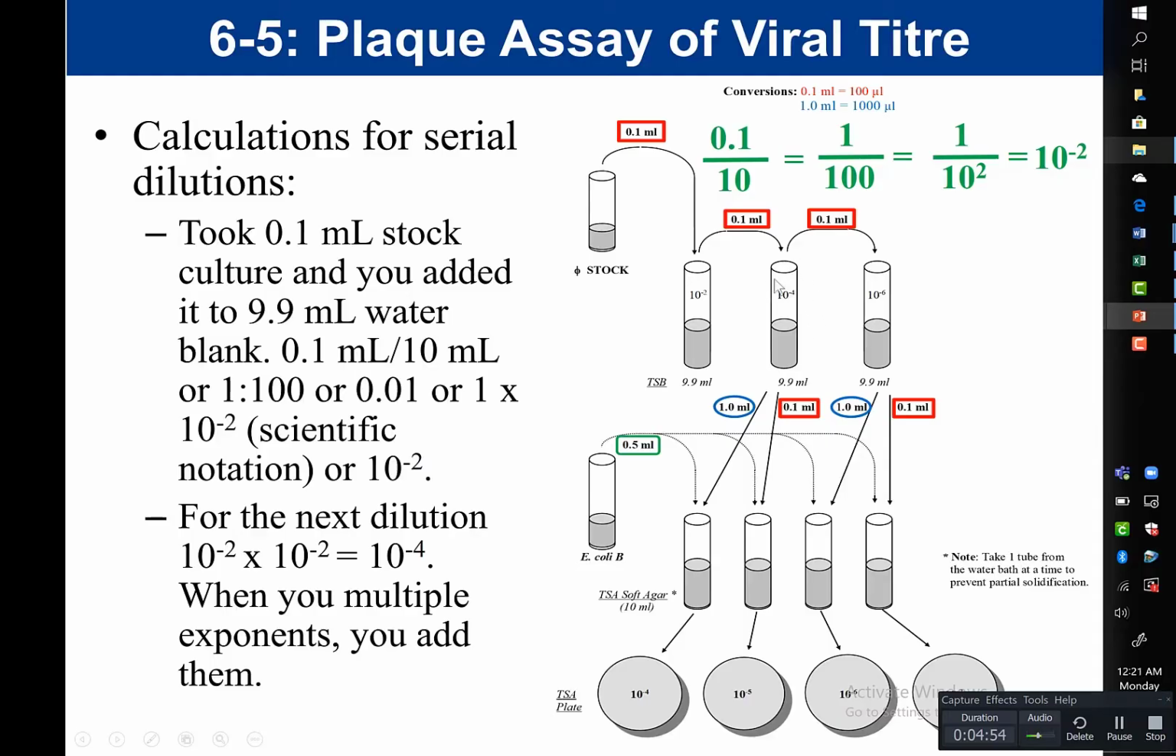So if we start with our 10 to the negative 4 and we transfer 1 milliliter, remember that my final dilution factor is still 10 to the negative 4.